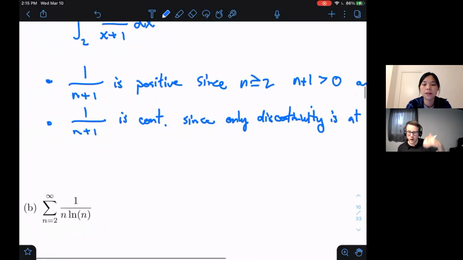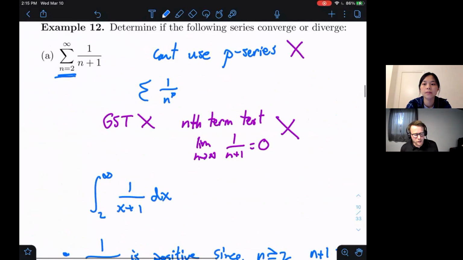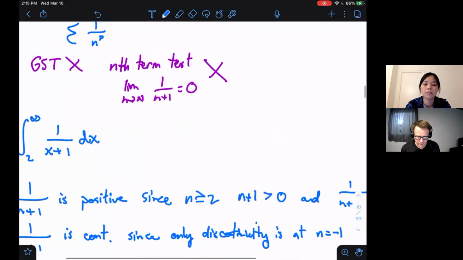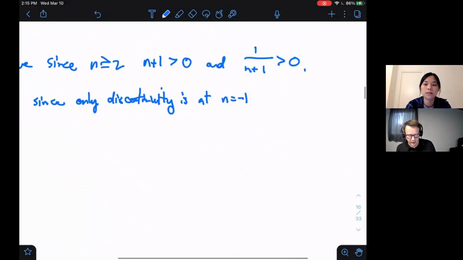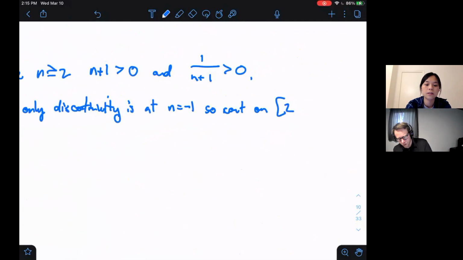If you plugged in -1, then you'd be dividing by 0, and that would be an issue. But so long as you're not plugging in -1, you don't have any other discontinuities. In particular, we're interested in 2 and bigger, so we're never going to be plugging in -1 into this thing. It's always going to be continuous. So the only discontinuity is at n equals -1. So it's continuous on 2 and bigger.